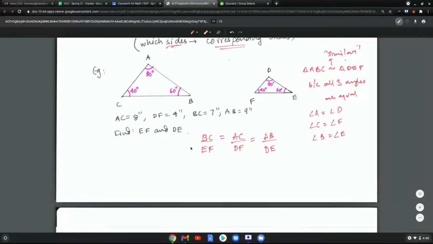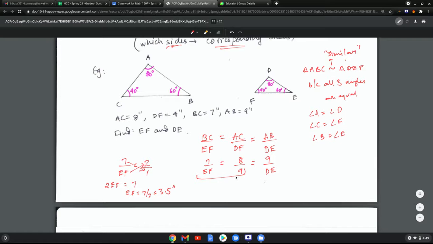What do we have? BC is 7 over EF. AC is 8 over DF is 4. And AB is 9 over DE. Now if I look at this equation, I have 7 over EF equals 2. Now 2 can be written as 2 over 1, and I can cross multiply. So 2 times EF equals 7, or EF equals 7 halves, which is 3.5 feet.